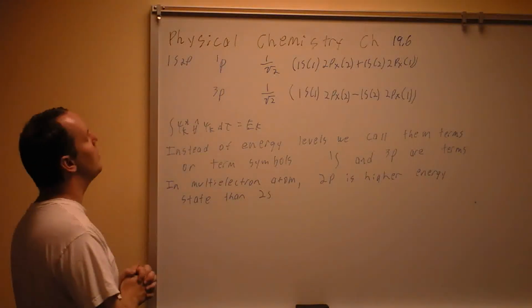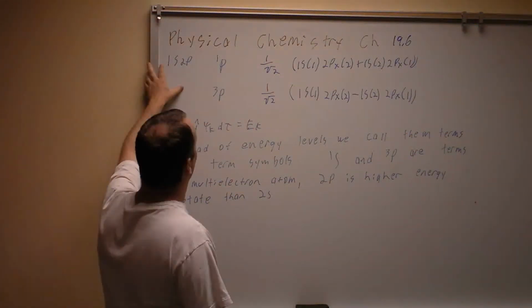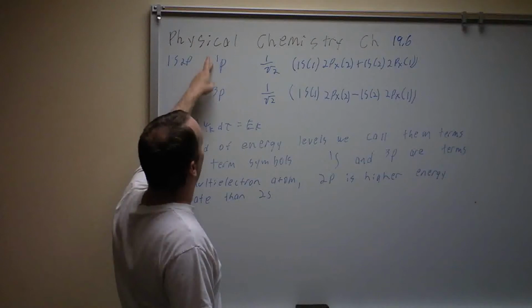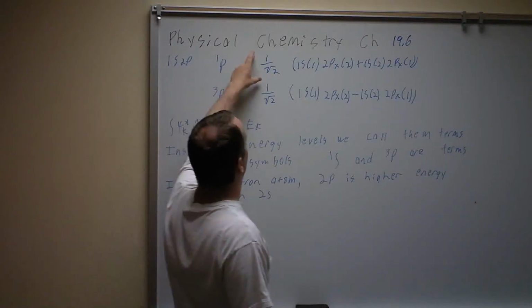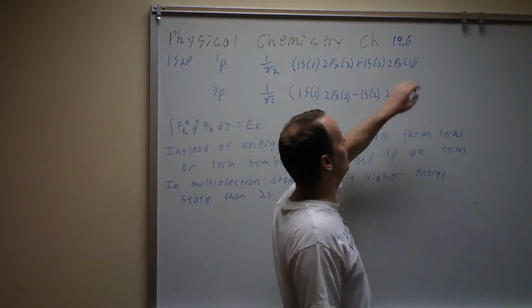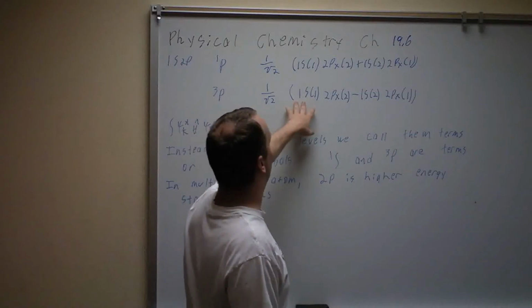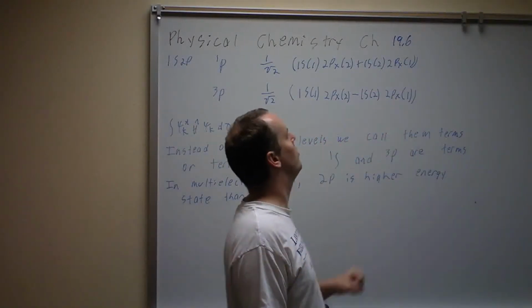Continuing on physical chemistry, chapter 19, section 6. So then for the 1s2p shell, we have this 1P state. That's just 1 over the square root of 2 times 1s1, 2px2 plus 1s2, 2px1. And we have this 3P state, which is 1 over the square root of 2 times 1s1, 2px2 minus 1s2, 2px1.